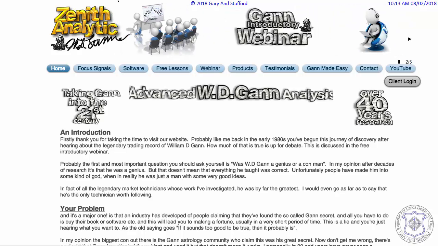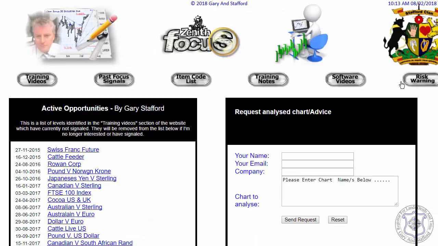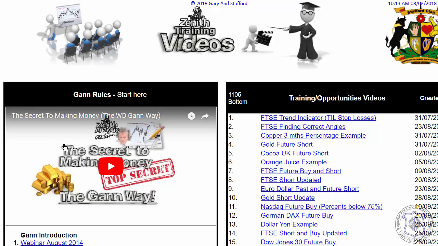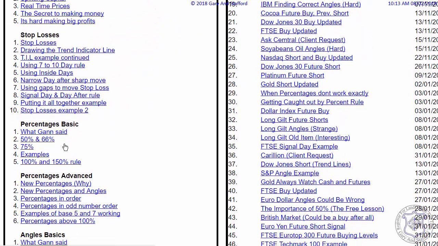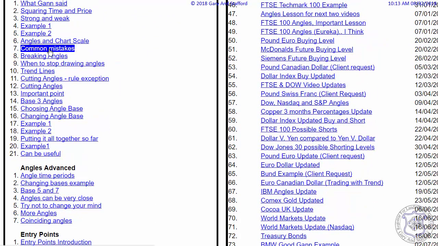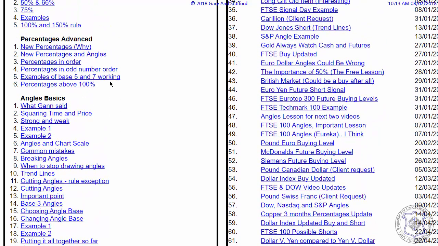So this is my website, gann.co.uk. Go to client login, go to training videos, which you won't be able to do of course unless you're a client, but in there's some rules on angles. So we've got angles basics, which is really what Gann said, and then we've got advanced angles down there. And the one we want to look at is this one here, which is common mistakes, which I think I might have shown you in another video before, but let's play that.